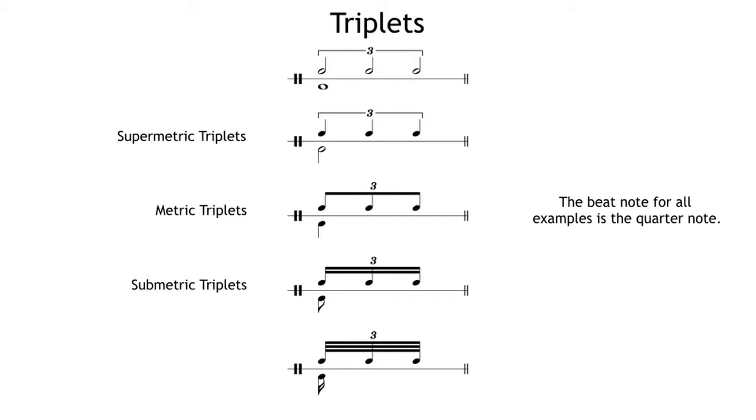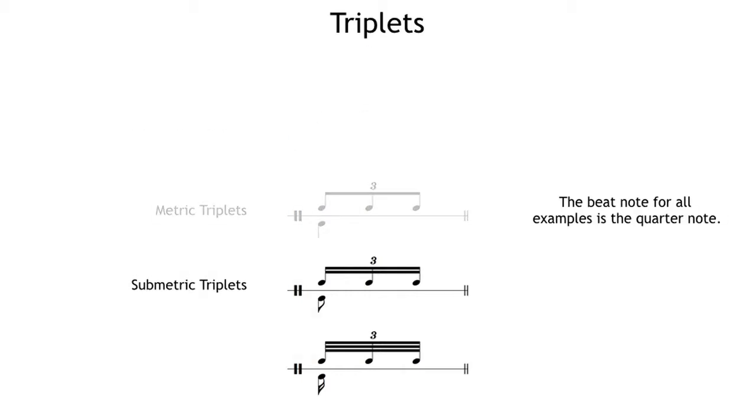If the three notes take up exactly one beat, then we have a metric triplet. If the three notes take up more than one beat, then we have a supermetric triplet. You can see those, the top two examples on your screen right now. And if the three notes take up less than one beat, we would call those a submetric triplet. And those are the bottom two examples that you see on your screen right now.